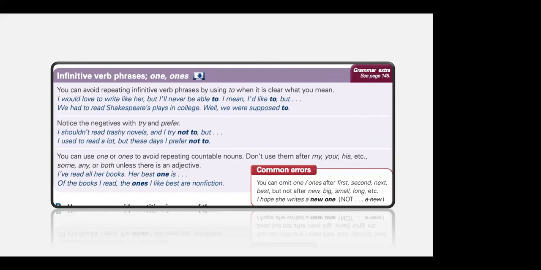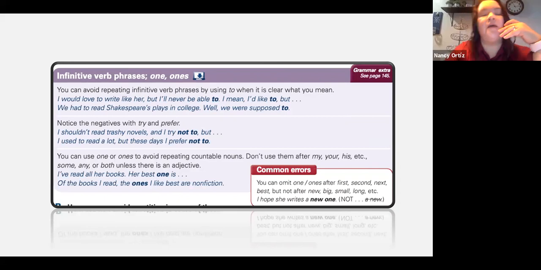I want to eat junk food, but I'm not able to. Okay, very good. Excellent. So this is how we use "to" when the meaning is implicit, to avoid repetition. Questions here before we move on to the next one?